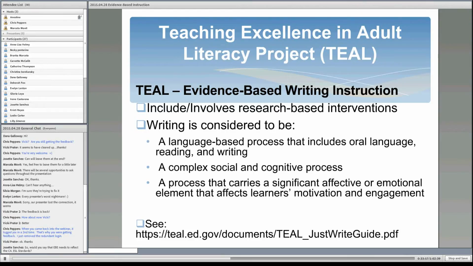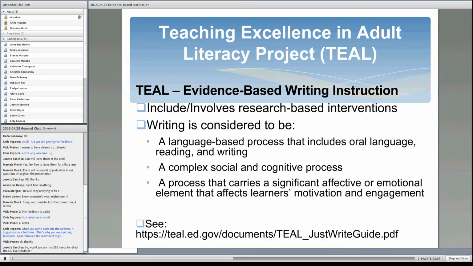So on the TEAL Project, and I have links here as well as at the end of this webinar, there are several links that you can review to look at what the TEAL Project entails, and some examples of what evidence-based writing instruction involves. There are some other areas of focus on that project as well.